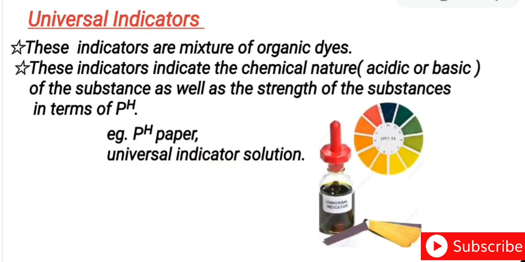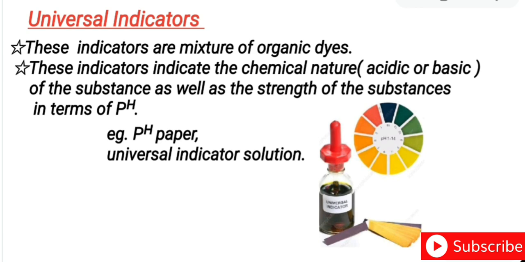Now, the most important indicator is your universal indicator. A universal indicator is an indicator which not only tells us whether the substance given to us is an acid or base, but also emphasizes the strength of this particular solution, whether it is a strong acid, strong base, weak acid or weak base.